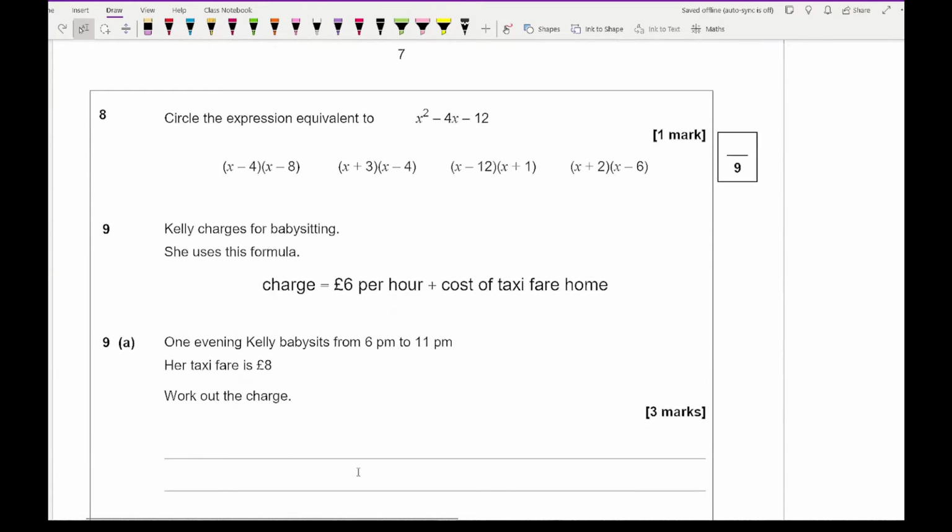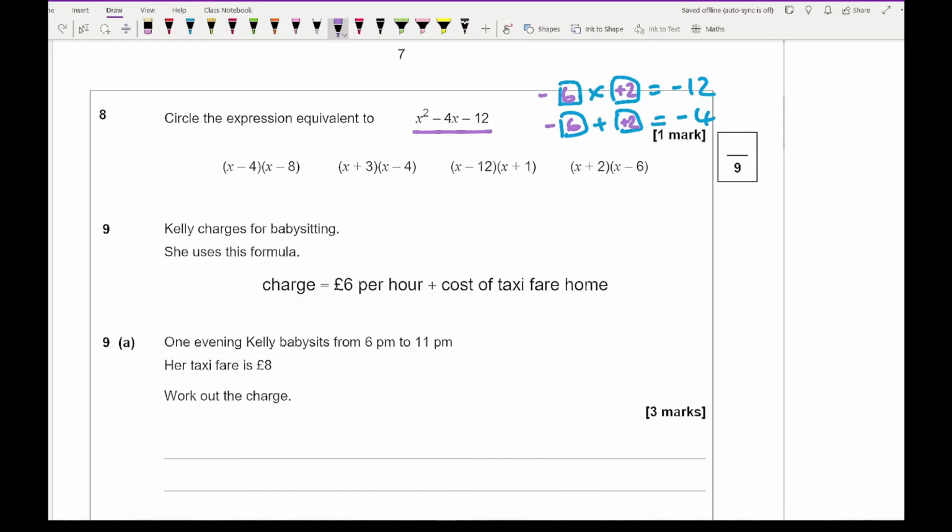Moving on to question 8, it says circle the expression equivalent to x squared minus 4x minus 12. So for this we're just factorizing, so we're thinking of two numbers that multiply together to equal minus 12 and two numbers that added together equal minus 4. And here another alternative you could do is basically expand all the four brackets and see which one gives us this expression here. So again, looking at the first method of trying to factorize it, our two numbers are going to be minus 6 and positive 2.